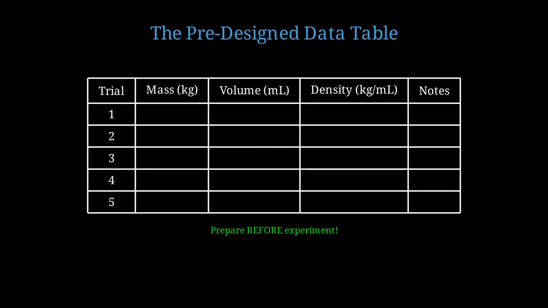Let me show you the first essential tool, the pre-designed data table. Before you even start your experiment, you should have your table ready. Here's what a good data table looks like. Notice it has columns for trial number, your measurements, calculated values, and a notes column. You prepare this before you start collecting data.